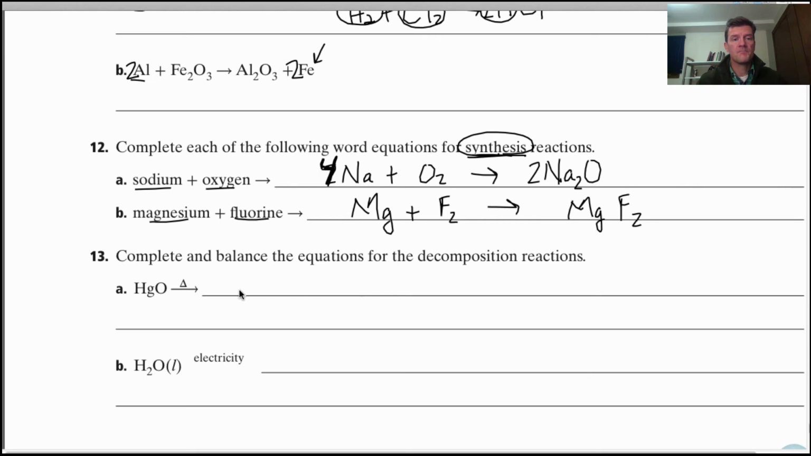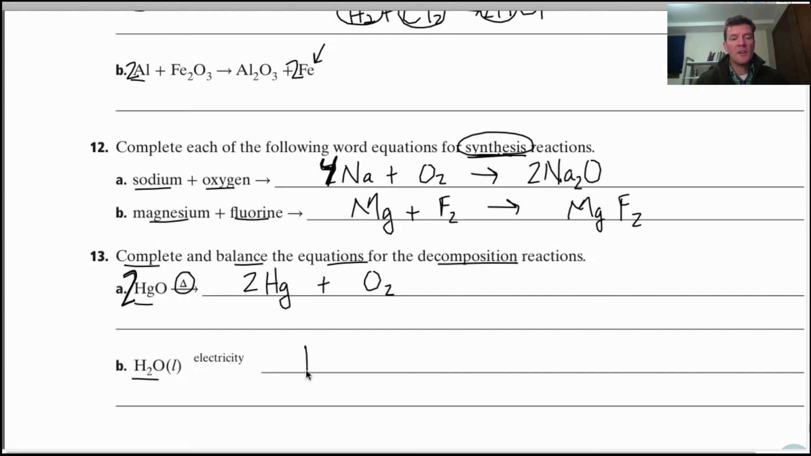Okay? Complete and balance the equations for decomposition. Well, decomposition means they just break apart. So HgO, this is mercury oxide, and this means you're going to introduce heat. You're going to break it apart into the elements. Remember that oxygen is diatomic. So O2 means we had to have 2 of these compounds over here to get 2 oxygens on both sides. That just doubled the mercury as well, and so I'm going to double those. Okay?